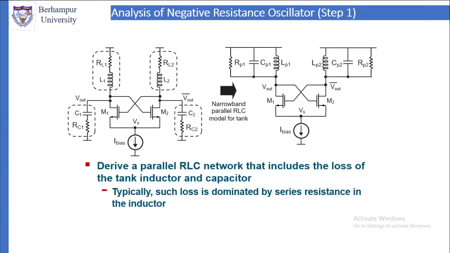Now what you will do in the analysis process is, first derive a parallel RLC network which includes the loss of the tank, inductor and capacitor. Typically this loss will be dominated by series resistance in the inductor and series resistance in the capacitor. In both the cases you use series resistance.